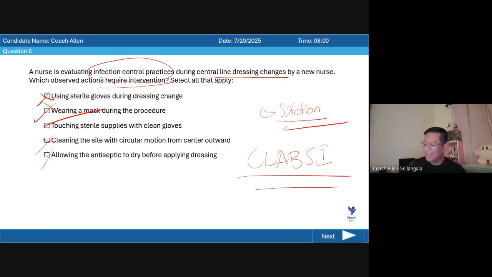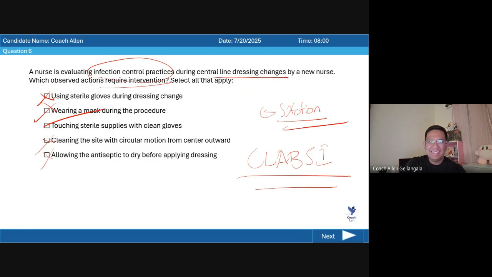Yes. So again, here we go. Only one correct answer. The one that you would want to prevent is touching your sterile equipment with clean gloves. Essentially, we are infiltrating the entire setup and we need to open up another one. Any form of sterile field that is compromised is no longer good.